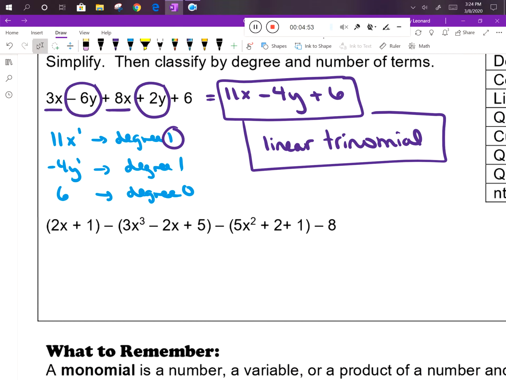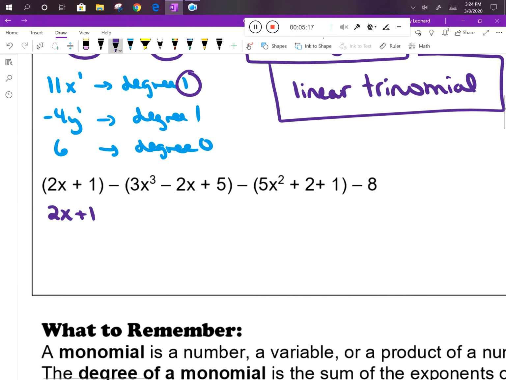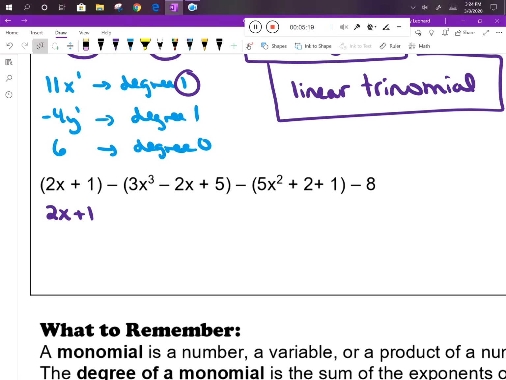In the second problem, there are lots of parentheses, and I mentioned earlier that one of our goals is to get rid of parentheses. So it's important to realize which parentheses do something and which don't. So the parentheses around the 2x plus 1, they really don't do anything at all. Nothing's multiplying that. It's just naming that as being the first binomial. So I actually can take that straight out of parentheses. But the second set of parentheses is doing something.